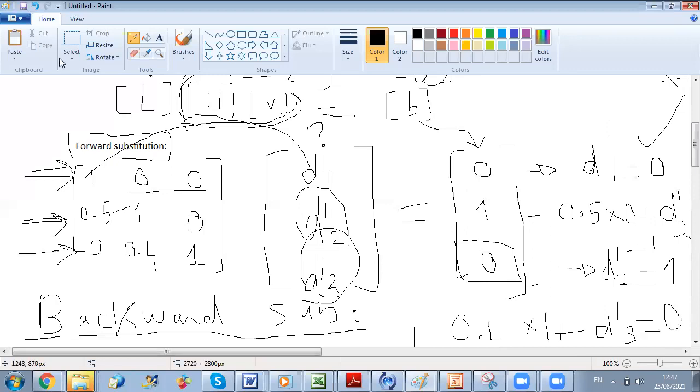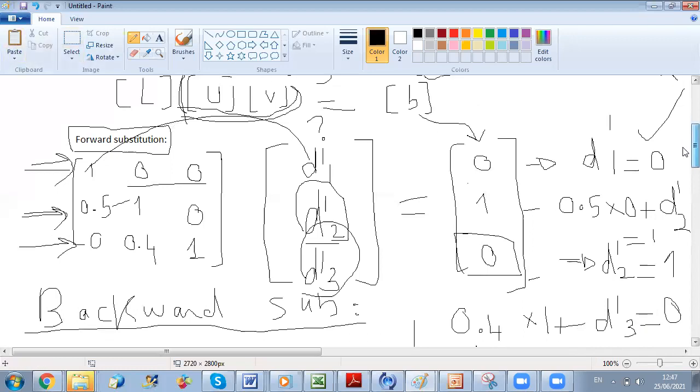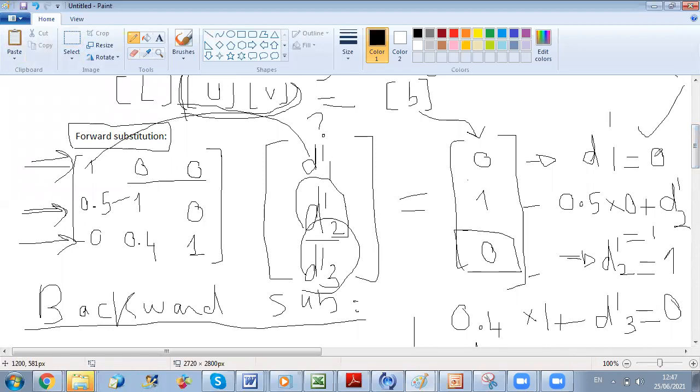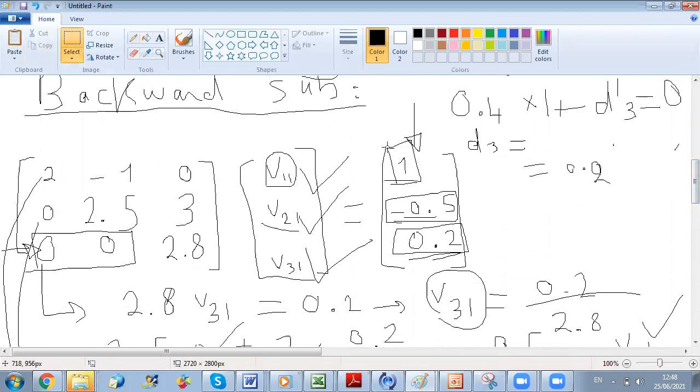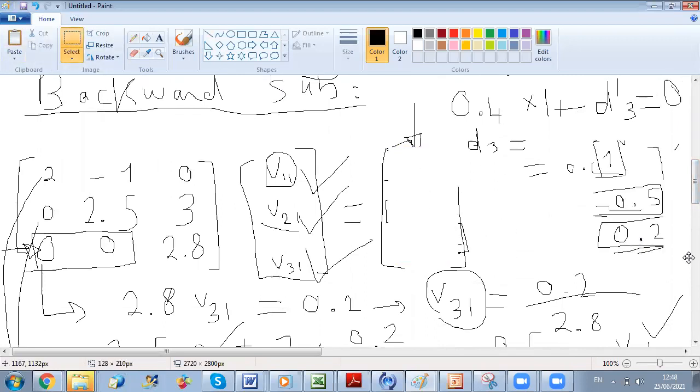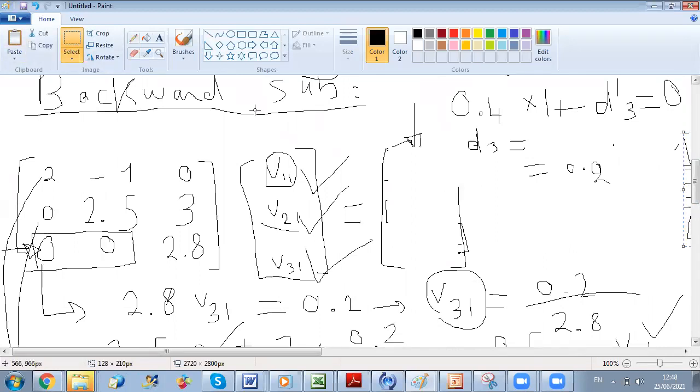So you conclude then that d prime 3 is equal to minus 0.4. Okay, so now you are done with vector d prime. So now you can replace vector d prime by 0, 1, minus 0.4. So this is what you will do here. You will replace here vector d by its expression. So I have 0, 1, minus 0.4.